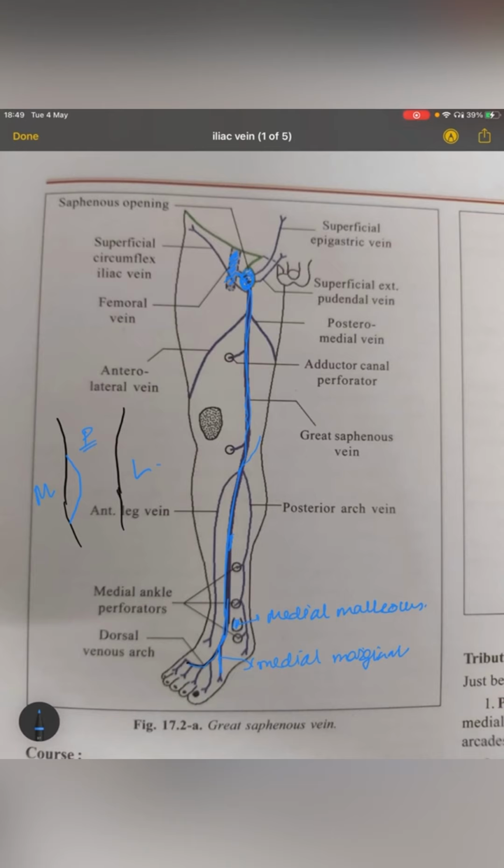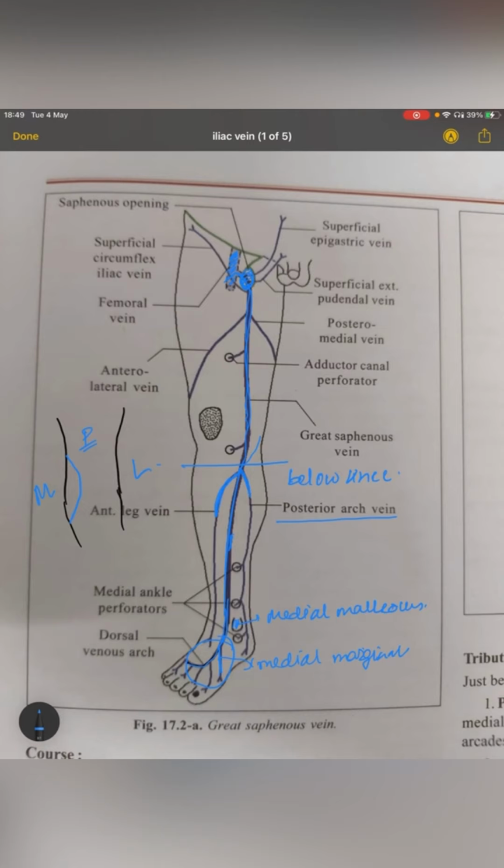Okay. Now what are the tributaries of the great saphenous vein? We have seen the forming tributaries, this dorsal venous arch and the medial marginal vein of the foot, and then it gives two tributaries below our knee. One is the posterior arch vein. You see, this is our posterior arch vein that drains into the great saphenous vein, and this is the anterior leg vein. These two are just below the knee.